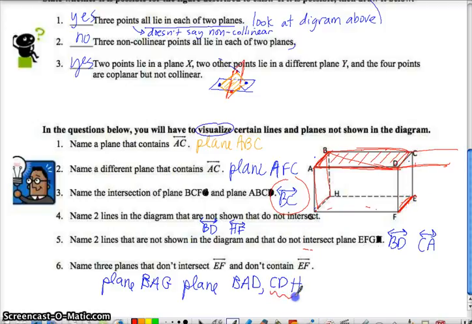Now, how did I get the last one? Tricky, tricky. CD, which is parallel to EF, and then down here to HG. So this plane, right? This plane will continue forever and ever up and down, and this line, they will never intersect each other either. Because these are parallel here, they will never intersect each other. So that was tricky, tricky. Okay, now moving on.